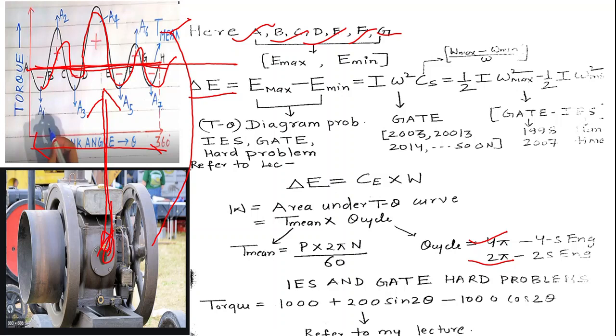Now friend, the concept is only this, that delta E can be found using any of these methods. Okay, you have to find out delta E, and the whole story of this topic revolves around delta E. If you understand delta E, you can solve any problem in GATE, you can solve any problem in IES. The whole story is about delta E calculation. So delta E here is this.